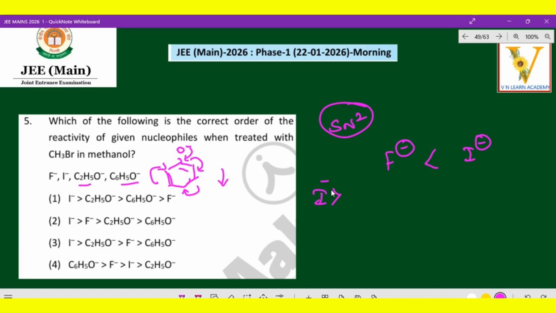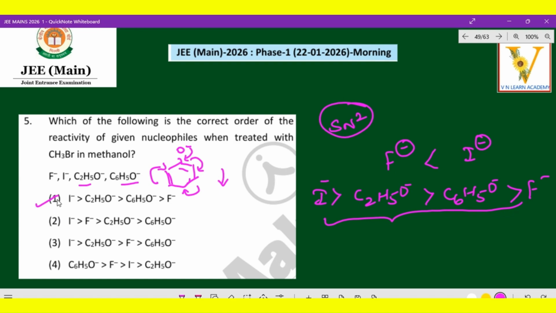So I minus will have the highest nucleophilicity, then C2H5O minus, then C6H5O minus, and the last one F minus. This is the way we can give the order of the reactivity of the nucleophiles: I minus, C2H5O minus, C6H5O minus, and F minus. So this is the option we can give.